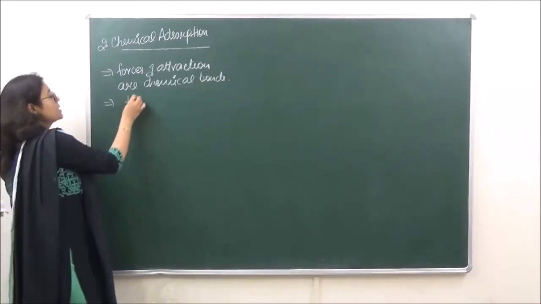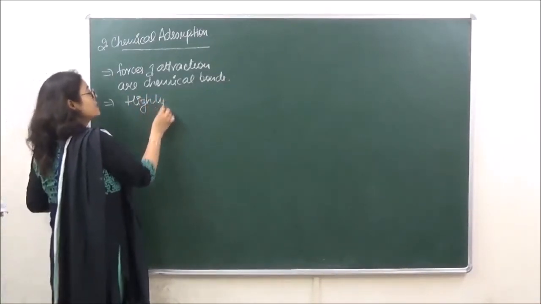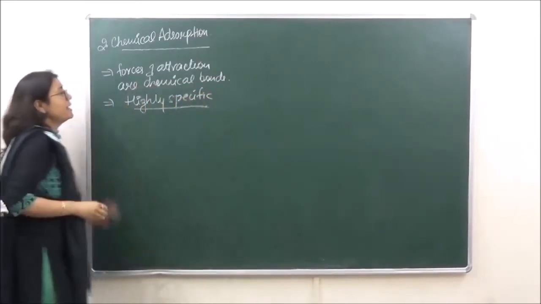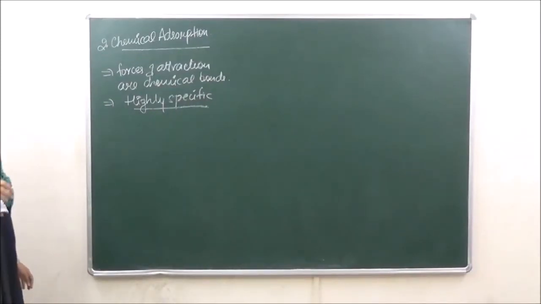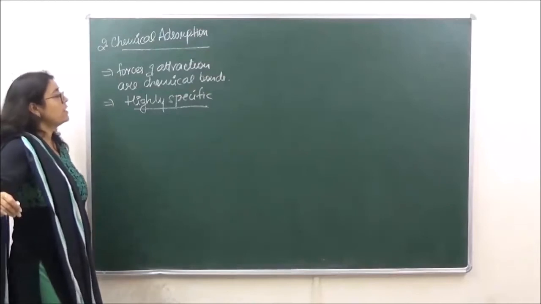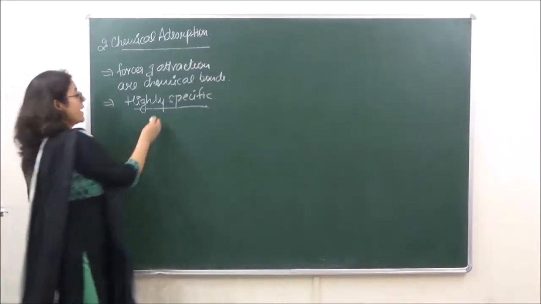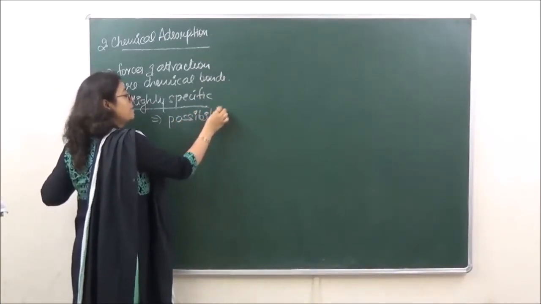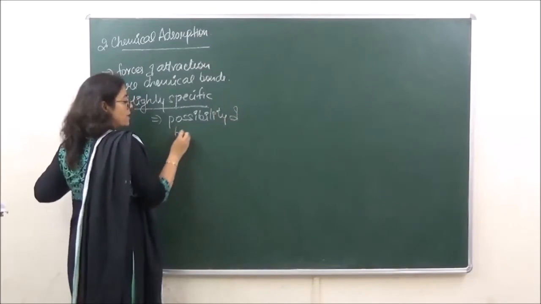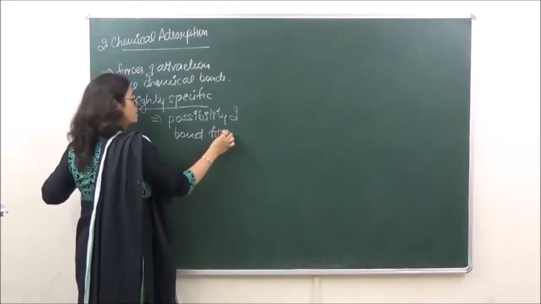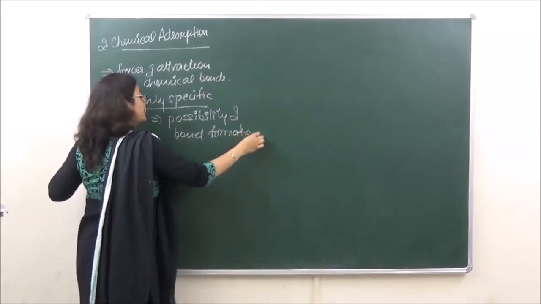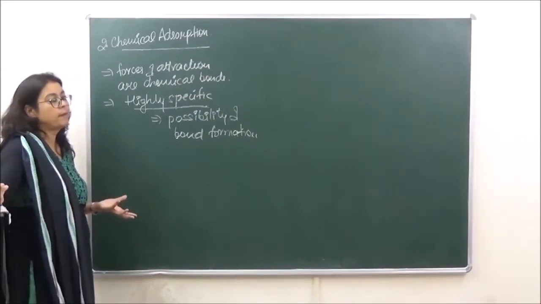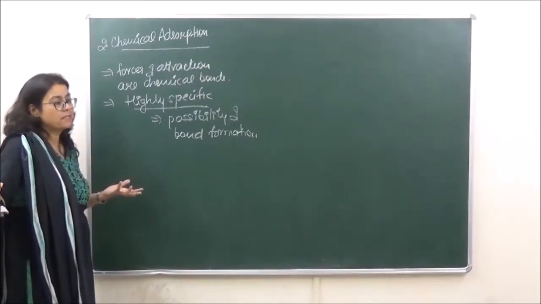The chemical adsorption is highly specific in nature. Highly specific. Why is it highly specific? That is because the adsorption will only take place if there is any possibility of bond formation. Now, if the bonds cannot be formed, the process of chemical adsorption cannot take place. That is the reason why it is highly specific.